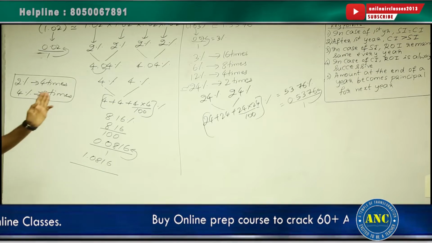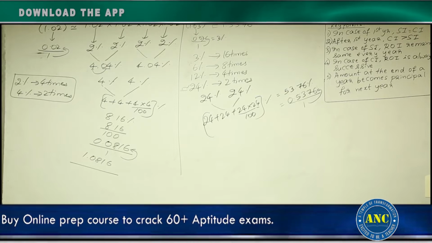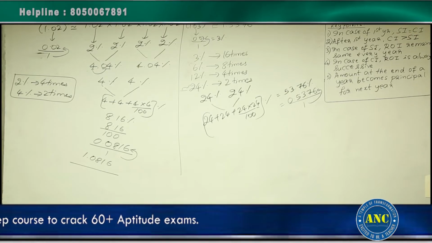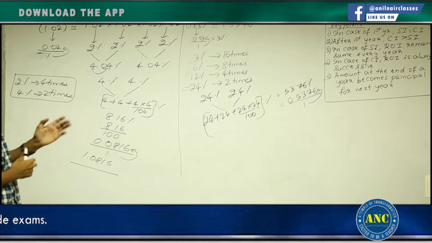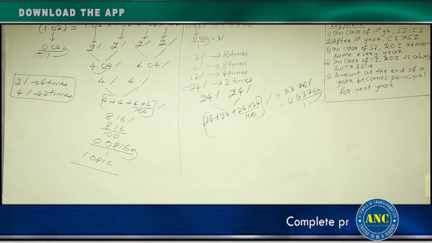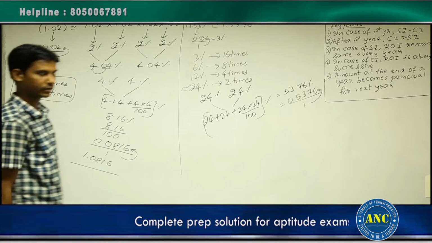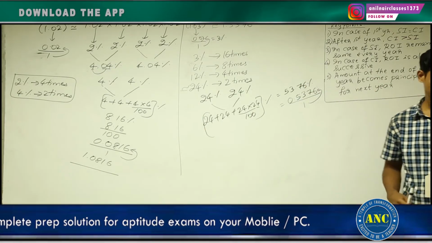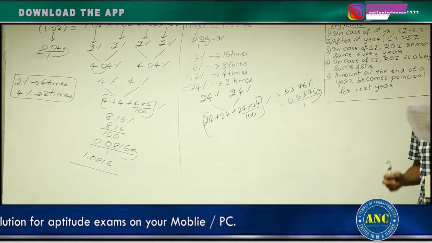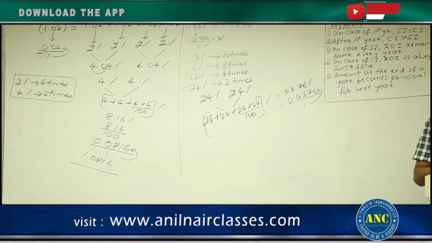Okay? First write it down. We will explain the problem based on this logic only. That is the reason I discussed this initially. Clear, right? The percentage value keeps on multiplying by 2, and the number of times value keeps on dividing by 2 until you get 2 times. Shall I continue with the problem?